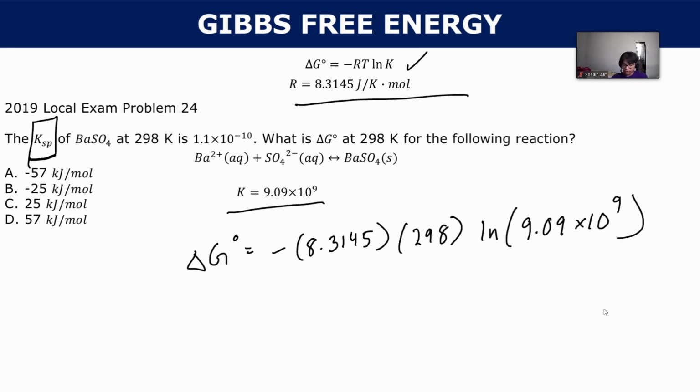And so if you just plug all these numbers into a calculator, negative 8.3145 times 298 times the natural log of 9.09 times 10 to the 9th, you are going to get about negative 57 kilojoules per mole. And that is answer choice A. And we are correct. So again, don't worry about where we got the K value from. You'll learn how to do that in equilibrium. Just know that this equation exists, and sometimes questions do come up on the test concerning this equation.